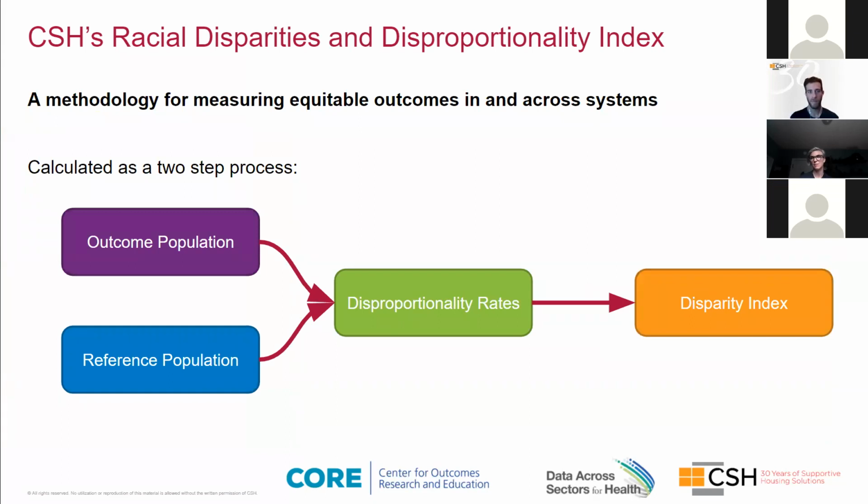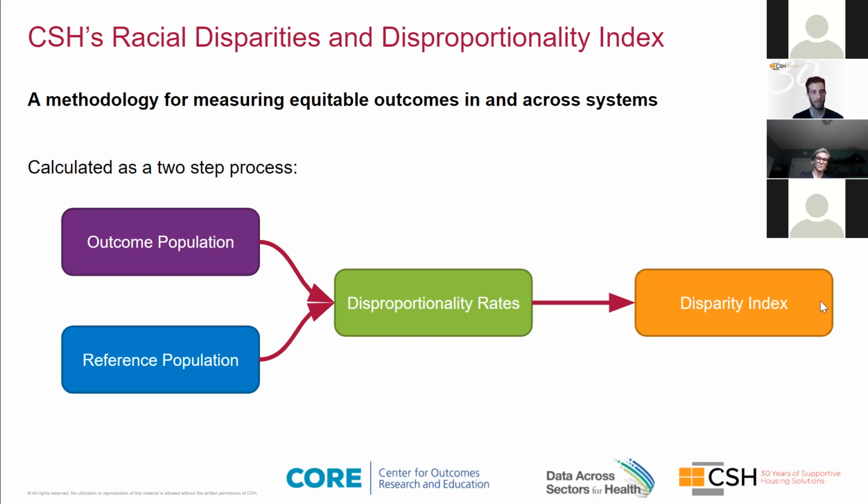So the analysis that I'm going to be walking through is based on racial disparities and the disproportionality index. This is a methodology that CSH has been employing to look at equity and outcomes across a number of systems. There's quite a few that we think about when we think about folks who have needs consistent with supportive housing. It's a two-step process, a little bit different from how a lot of people tend to do equity reporting. We calculate disproportionality rates for groups based on an outcome population and the broader universe of people that it's involved in, and then combine those rates to get this index value.